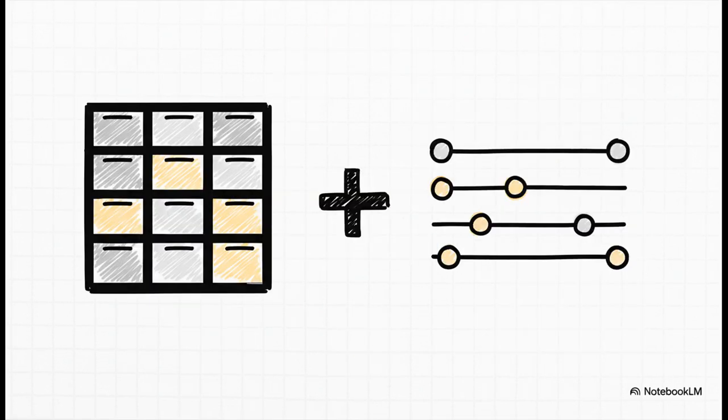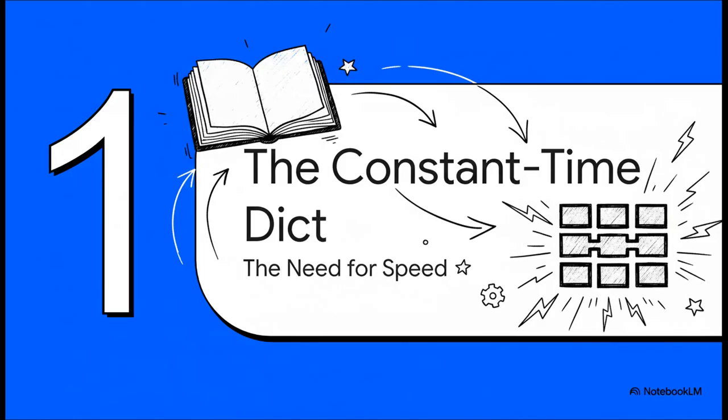Well, the answer, and really the secret sauce behind all of Redis's magic, comes down to a brilliant combination of two foundational data structures: a souped-up hash table and a probabilistic marvel called a skip list. In this explainer, we're going to unpack both of them. First up, let's talk about the dictionary.